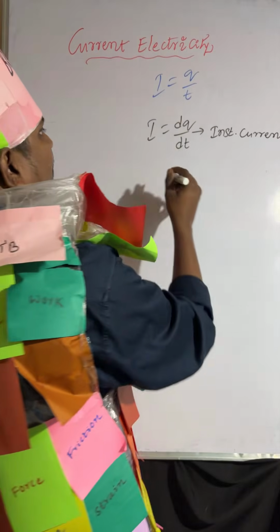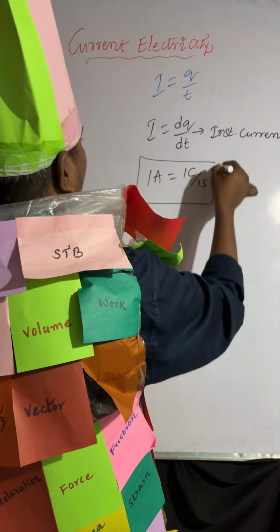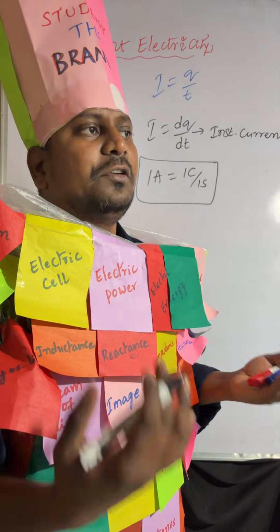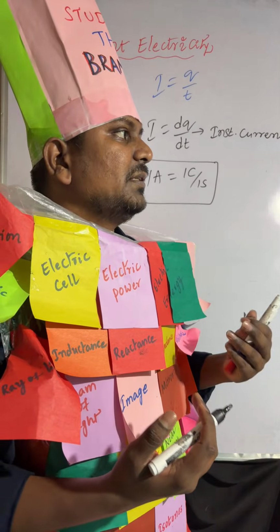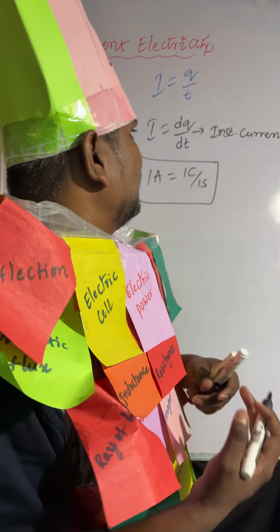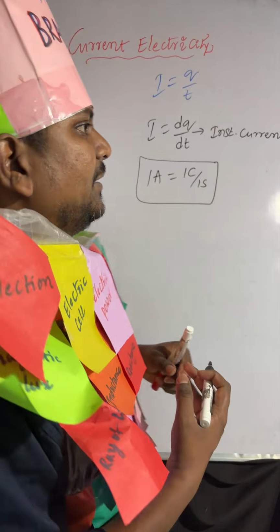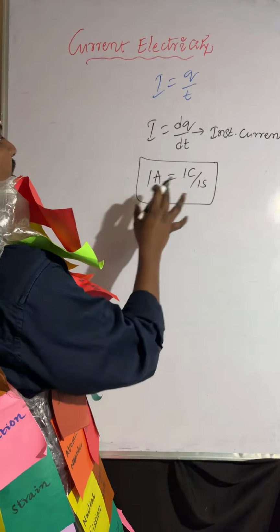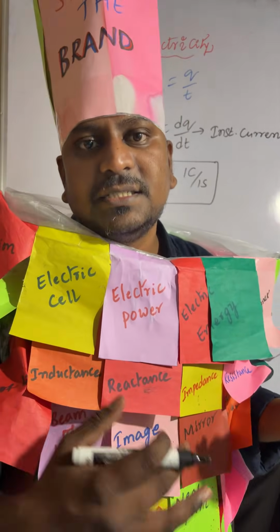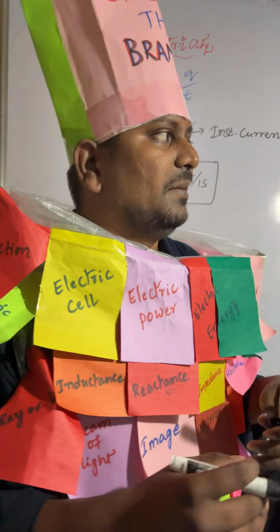So what is the SI unit of current? Ampere. SI unit of charge? Coulomb. SI unit of time is second. So q is the net charge flowing through unit cross section area per second. Simply, we can say flow of charge per unit time, in a simple sentence. One ampere is defined as one coulomb of charge flowing through unit cross section area.